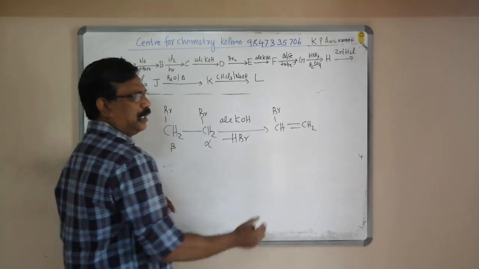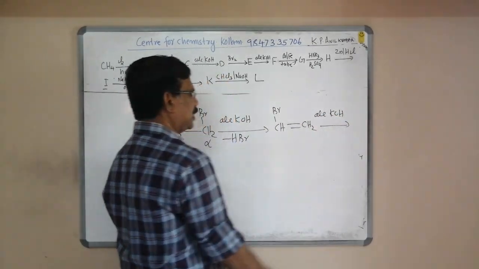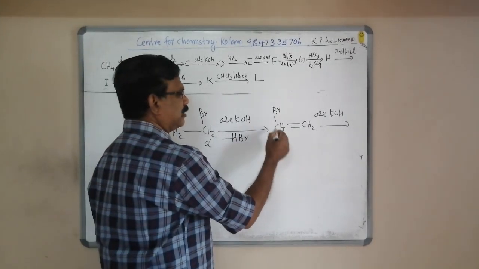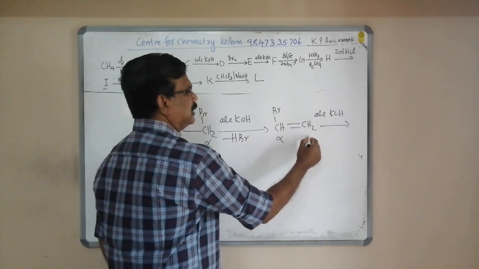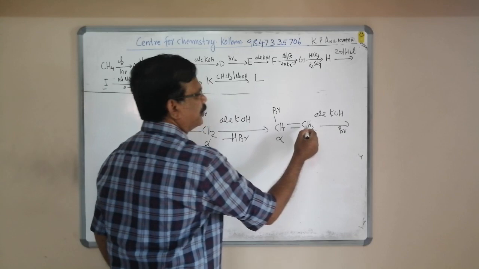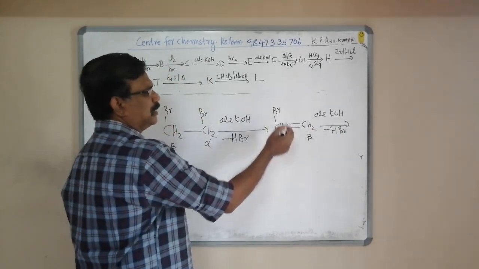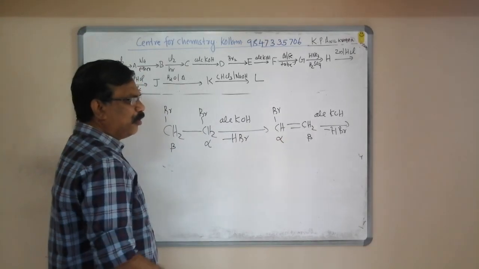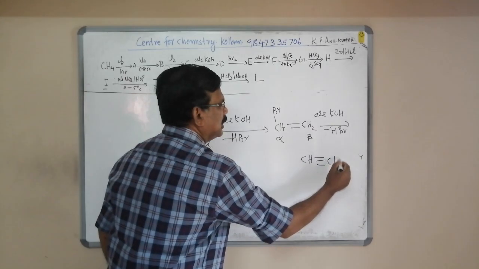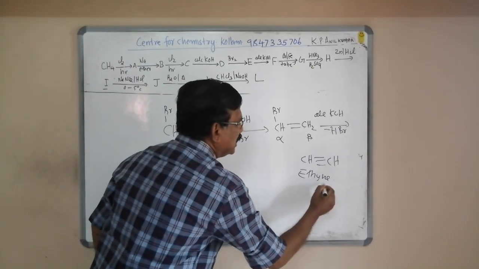This is a vinyl halide, and again alcoholic KOH is used, so the elimination takes place in two steps because this is a dihalide. Now this is the alpha carbon, with bromine linked to it, and this is the beta carbon. From the alpha carbon bromine is removed, and from the beta carbon H is removed, totally HBr. The unsaturated compound becomes more unsaturated, the double bond becomes a triple bond, and the product is acetylene or ethyne. Ethyne or acetylene is produced.